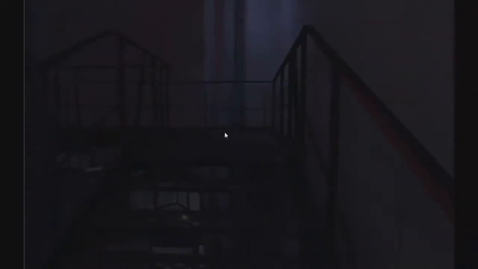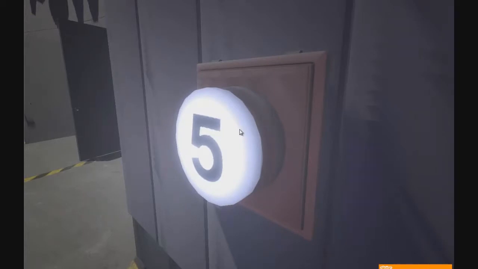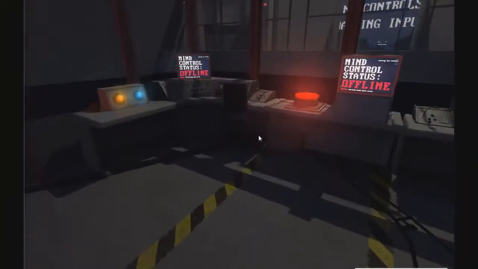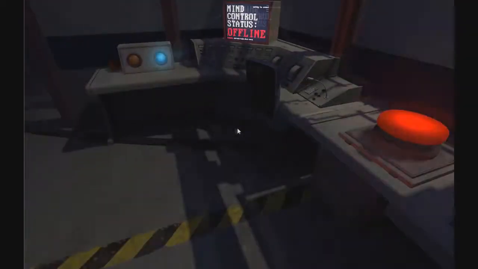What's this? Okay, 3. What's up here? Yes, this is up here. 4 and 5 was there, right? Five. Nothing. Is it? That's not it. So how do I? Do I need to go through this door?